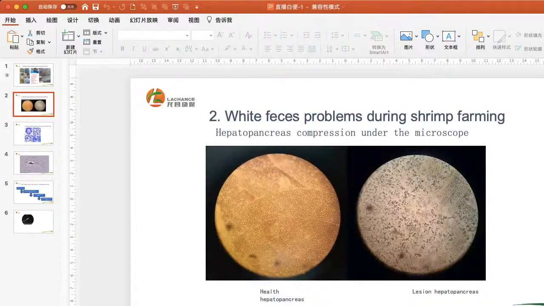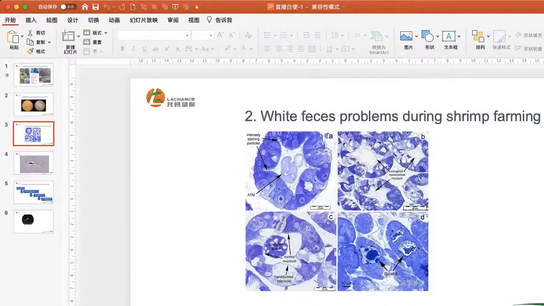This picture is also of the hepatopancreas under the microscope. The first one is also the healthy hepatopancreas with complete and full cells. But the last one has broken cells.